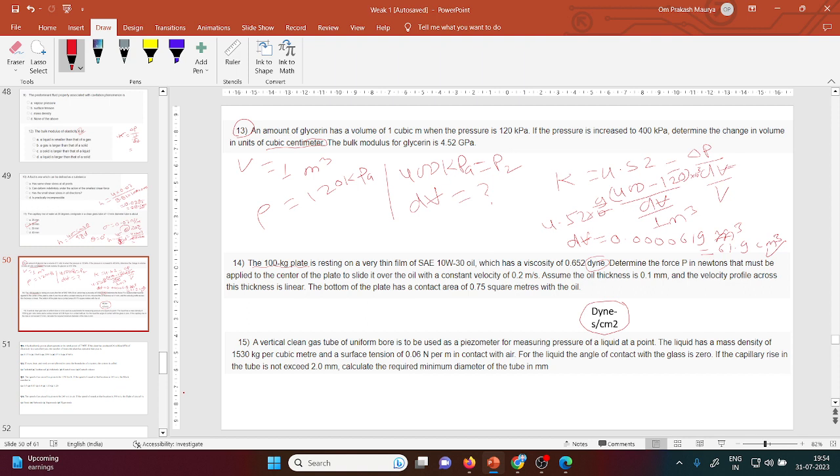Whatever I have explained earlier, the relationship between tau and area, that is tau and the velocity distribution, that is the dynamic viscosity and V by H. So dynamic viscosity is given here as 0.652, and when you convert from dyne second per centimeter square to Newton second per meter square, how much will it be?